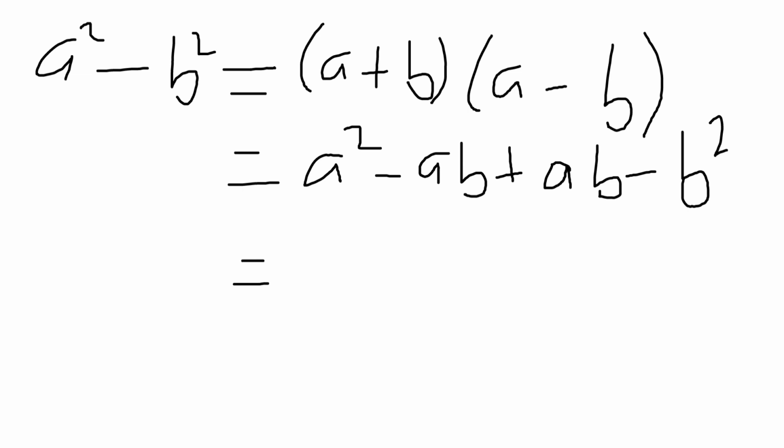Now look at it. That is telling us that these two terms in the middle, negative ab plus ab, will just go to 0. So we are left with a squared minus b squared. So that is what we have, and we can see that it is equal to what we have on the left hand side. So let us take some examples.